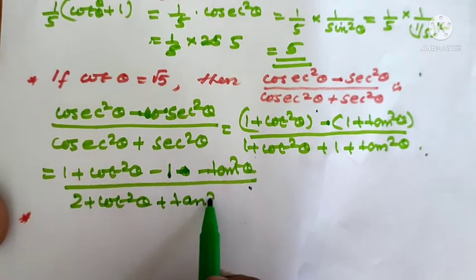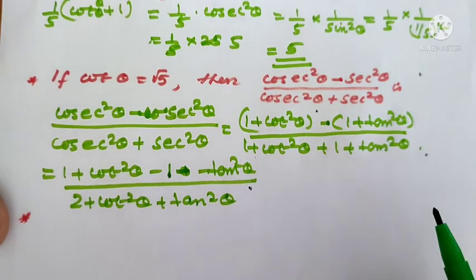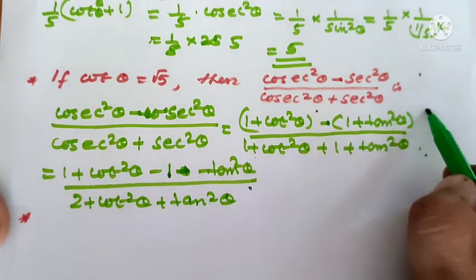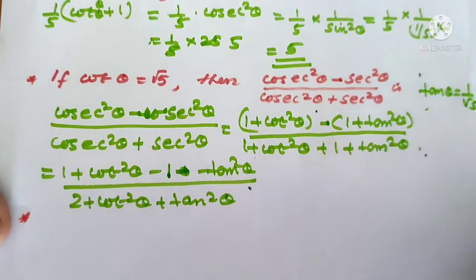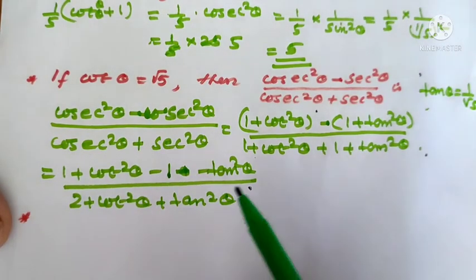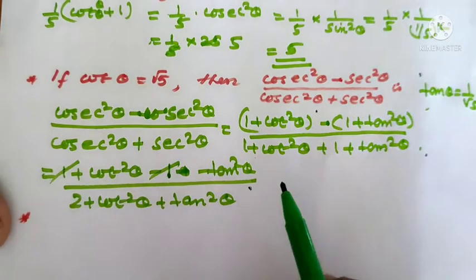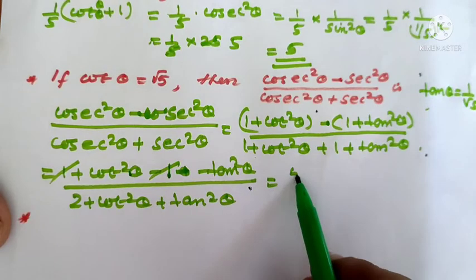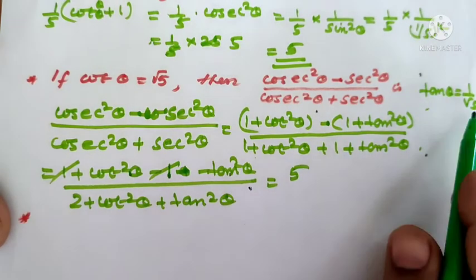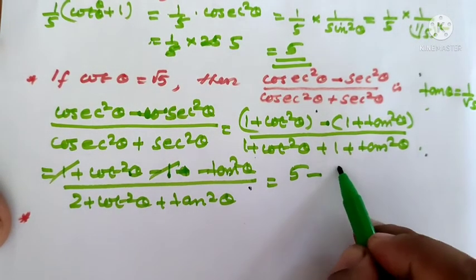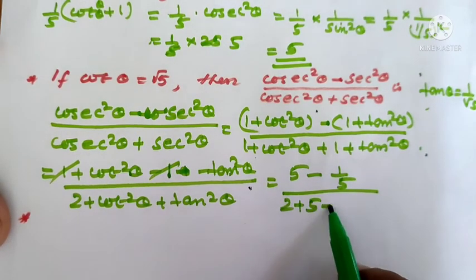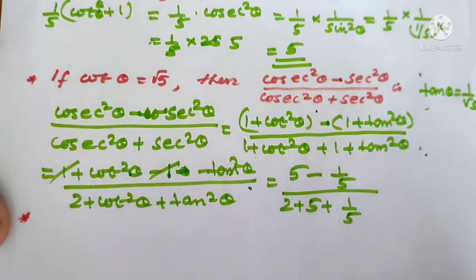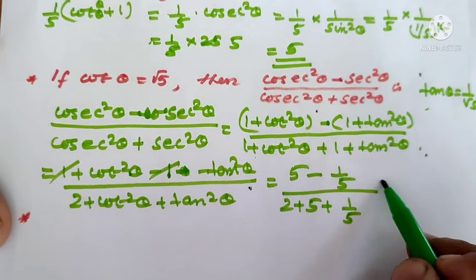Once we know cot theta, tan also we can write because it's a reciprocal only. So what is tan here? Tan equal to 1 by root 5. So here whole square only we have to go. So this 1 will get cancelled first. Cot square means it is 5. Tan square means 1 by root 5 whole square, that is 1 by 5, divided by 2 plus 5 plus 1 by 5. Right. So 5 minus 1 by 5 is there.